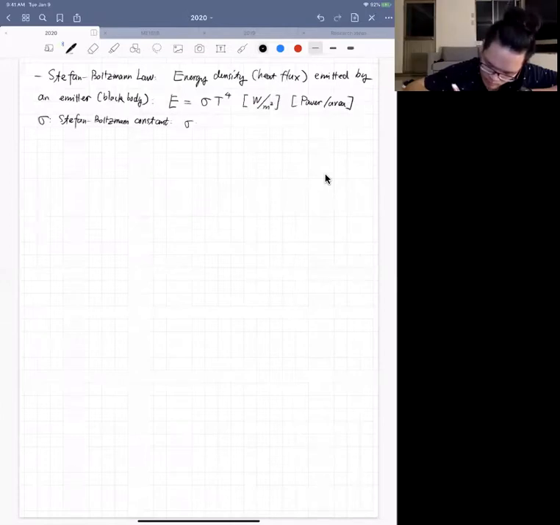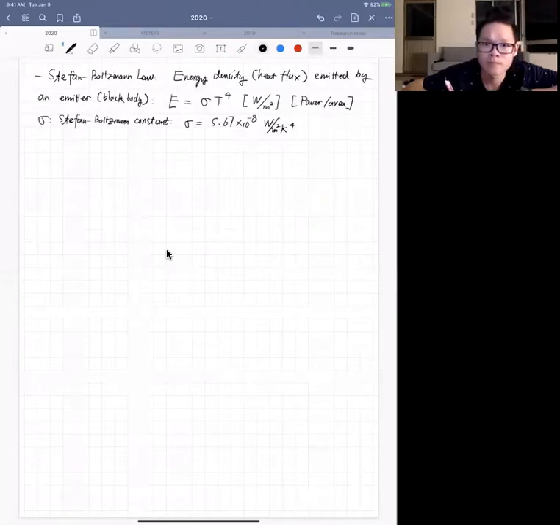So sigma equals 5.67 times 10 to the minus 8 watt per meter square per Kelvin to the fourth power. This is how I remember this number: 5.678. As you can see, the power of thermal radiation really strongly depends on temperature, to the fourth power. So it scales very fast with temperature.